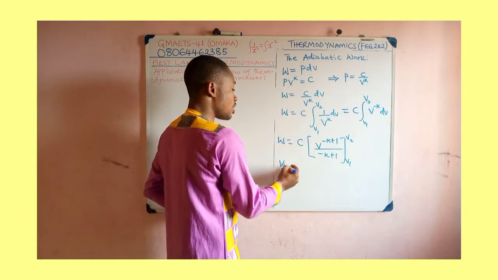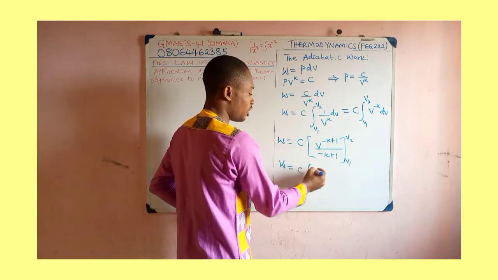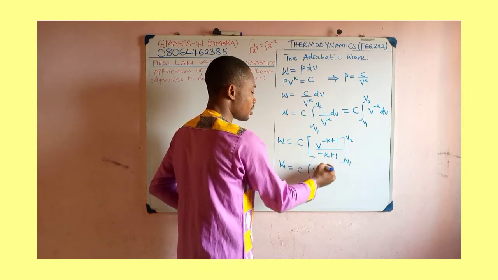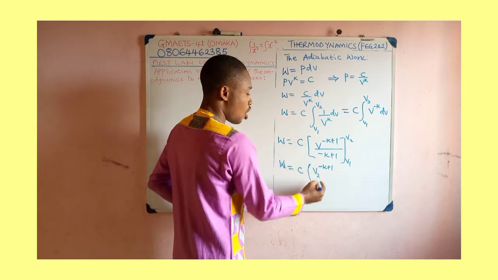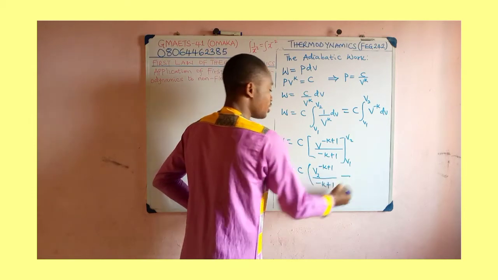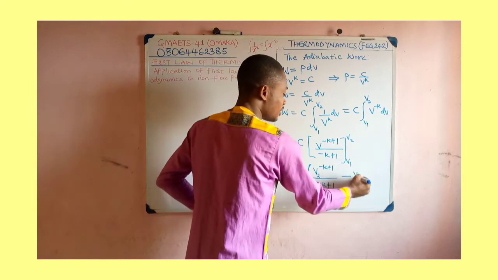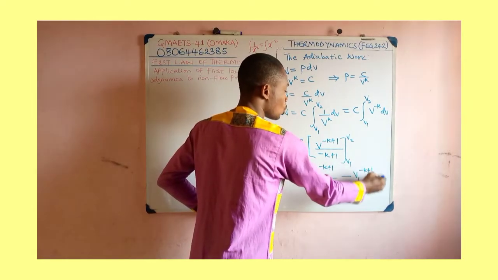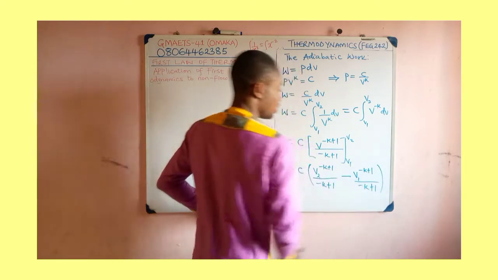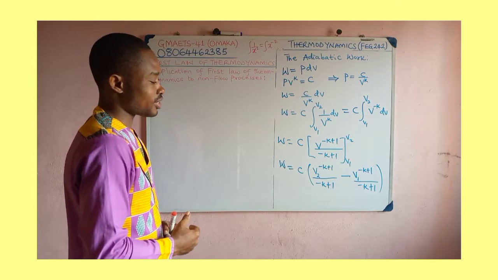So that gives us the adiabatic work to be C, open bracket. In place of this V, I'll put the upper limit, V2, raised to the power minus K plus 1, all over minus K plus 1. Then minus, in place of this V again, you substitute your lower limit, that is V1 raised to the power minus K plus 1, all over minus K plus 1. Alright, so this is the term that we have obtained.